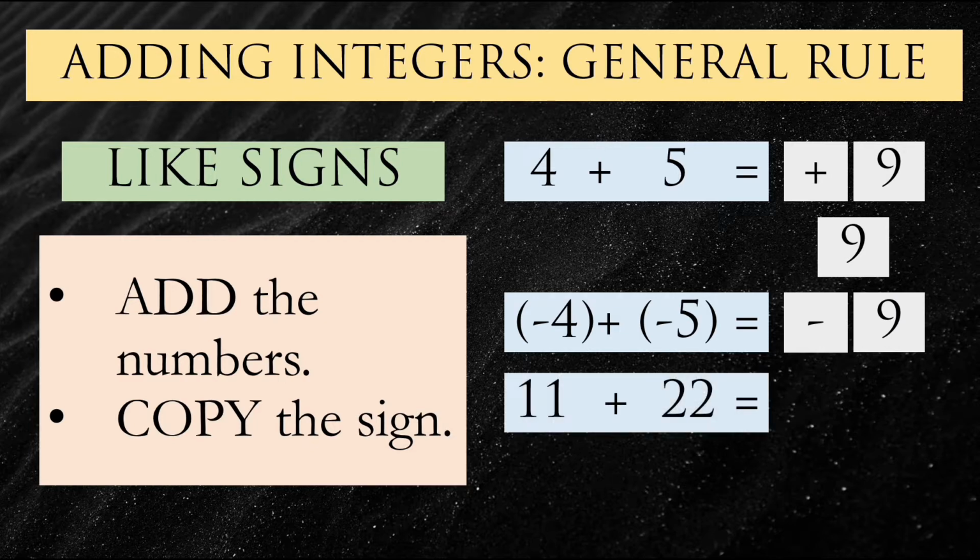So the third one, we have 11 plus 22. So add the numbers, the answer is 33. And then copy the sign, but you don't have to do that. So we have positive 33 or just 33.